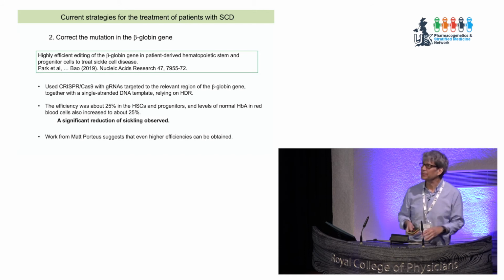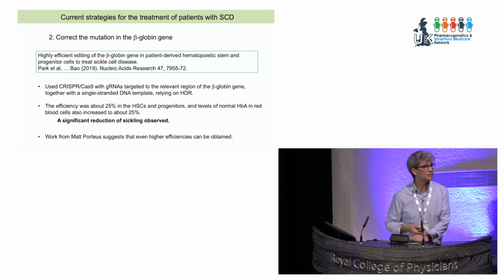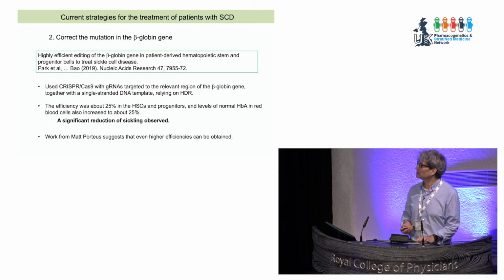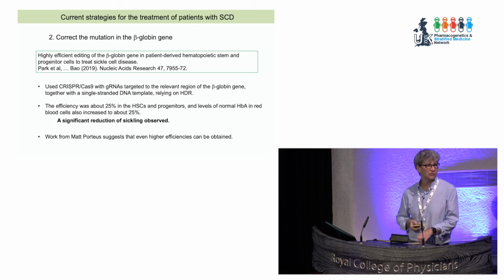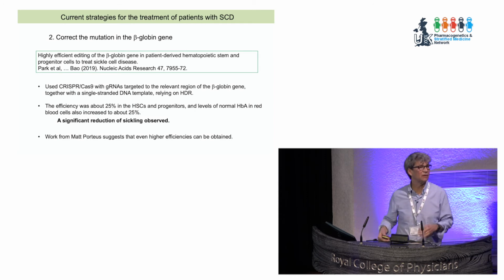And then, of course, the other approach would be actually to correct the mutation in the beta-globin gene itself, and that approach is being pursued very actively by several groups of scientists. The efficiency so far is fairly reasonable in these experiments. Up to about 25% in one set of experiments looks very promising, with a significant reduction in sickling. But there are some suggestions that you can get much, much higher frequencies if you play around with the techniques. So these look promising.